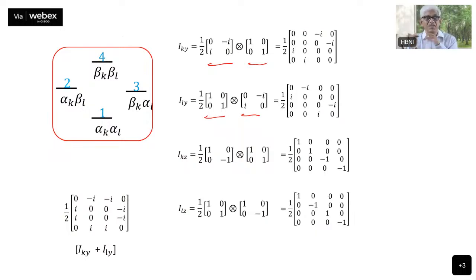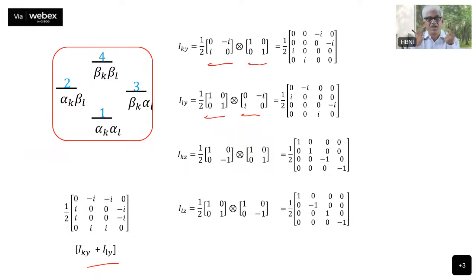Okay, so in principle, therefore, again you can calculate the total Y magnetization, IKY plus ILY. You get here 0, minus I, 0, I, 0, 0, minus I, 0, 0, minus I, and 0, I, 0. And this is the difference between the X and the Y magnetizations of the two-spin system. How to represent these magnetizations in the density matrix. Okay. So this is how we interpret this now.